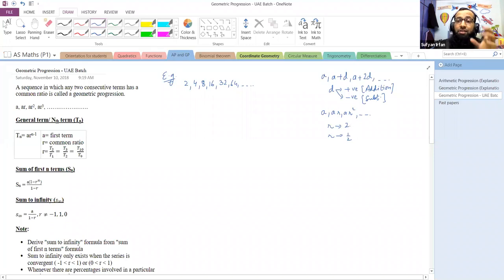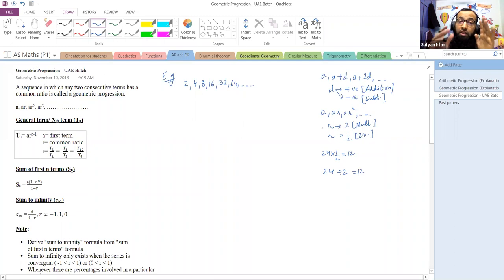Now over here, when R is a number greater than 1, this means multiplication is taking place. And if R is a number between 0 and 1, currently we are focusing on positive common ratio only, so if the common ratio is positive and it is half, then this means division is taking place, because multiplication by half basically means division by 2. Multiplying 24 by half, or we can also say 24 is divided by 2, both mean the same. 24 multiplied by half is 12, and 24 divided by 2 is also 12.